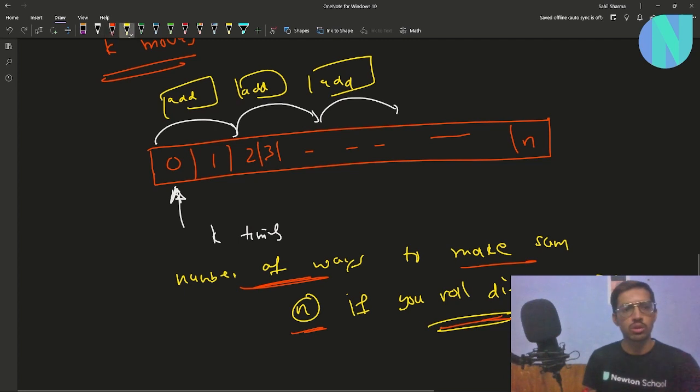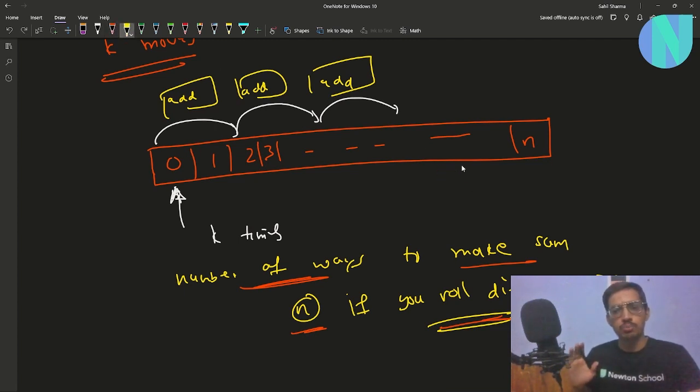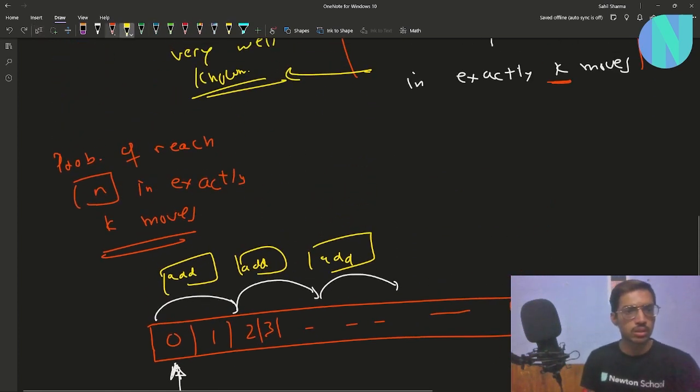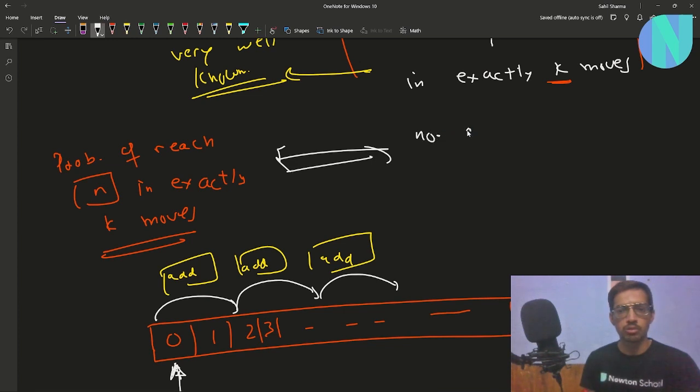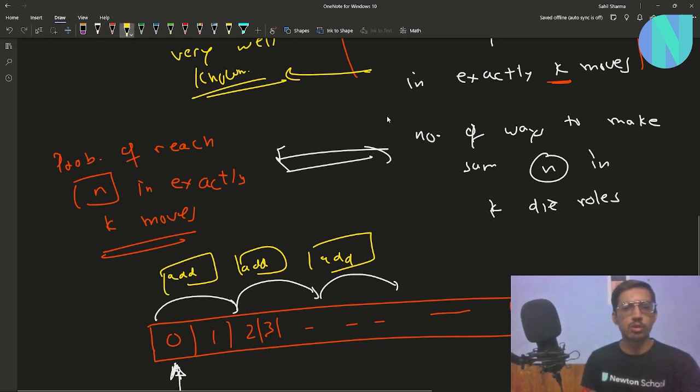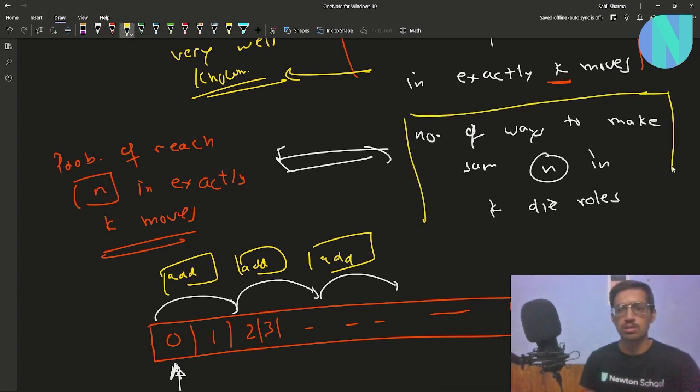Ignore the rebound case for now, but in a general sense, you can say that the problem is very similar to finding the number of ways that you can make sum n if you roll the die k times. So this problem is very similar or equivalent to finding the number of ways to make sum n in k die rolls. And this is a very well-known DP problem, right? You can also find this on CSES, I think. This is a very well-known DP problem.